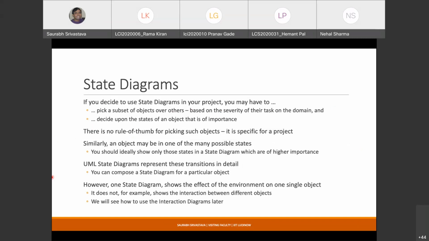State diagrams are supposed to be used for certain objects. First of all, there might be far too many objects in your system, and you may not want to show a state diagram for all. So in that case, you will have to pick the important objects in your system. And even then, there could be far too many states to talk about in a state diagram, so you might only want to show certain states which are indicative of important events in the system. So this is in your hand. When you use a state diagram, you'll have to make two decisions: what objects do I make a diagram for, and what are the events associated with that object for which I will show these transitions.